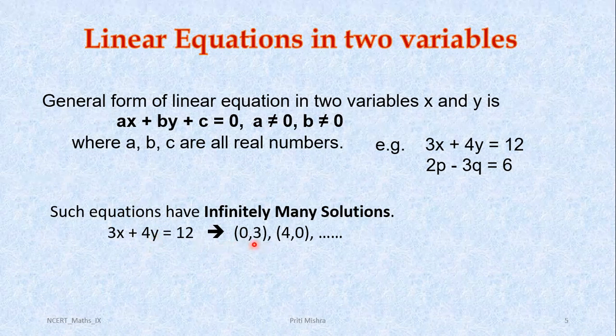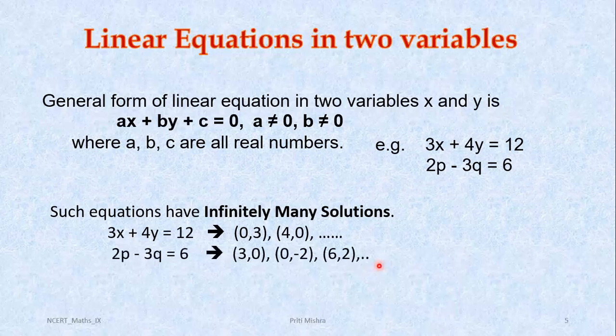So here we have some solutions like (0, 3), (4, 0) and so on. For the second equation, by supposing any particular value for p, you will get a corresponding value for q. In this way, you can have infinitely many solutions, like (3, 0), (0, minus 2), and (6, 2). So what we got to know is that a linear equation in two variables will always have infinitely many solutions, whereas a linear equation in one variable gives a single solution.